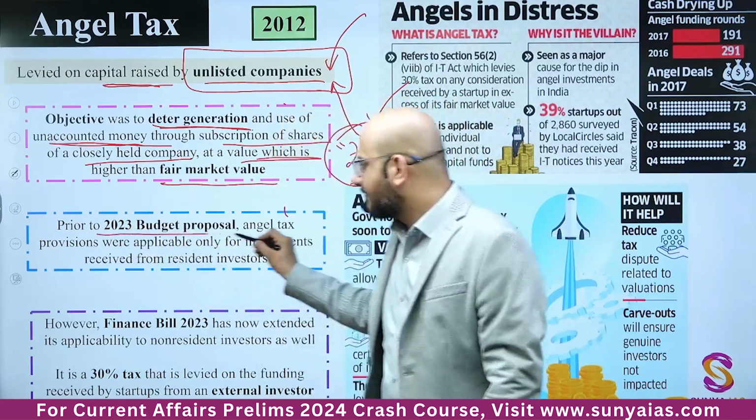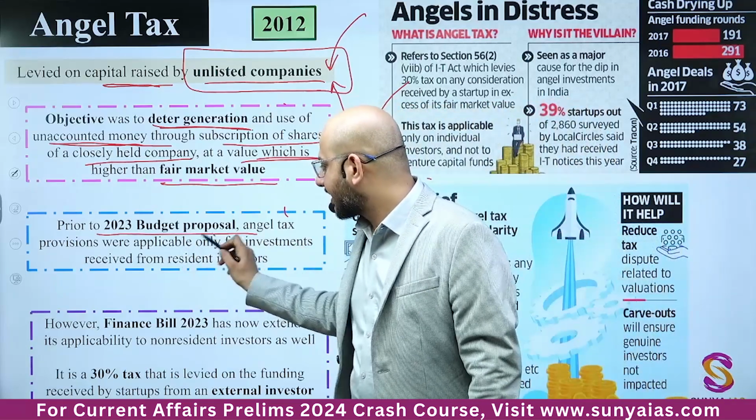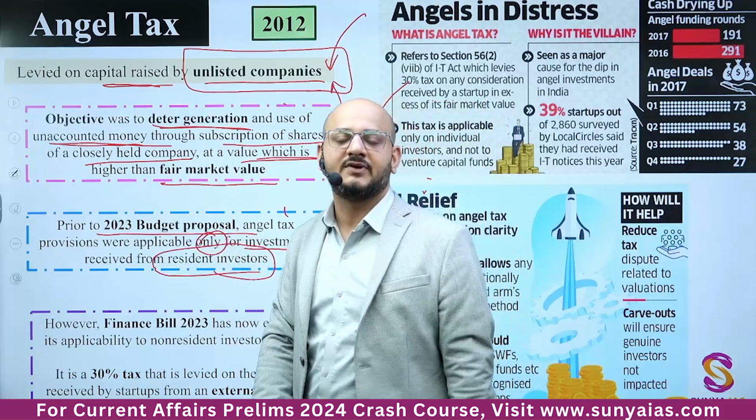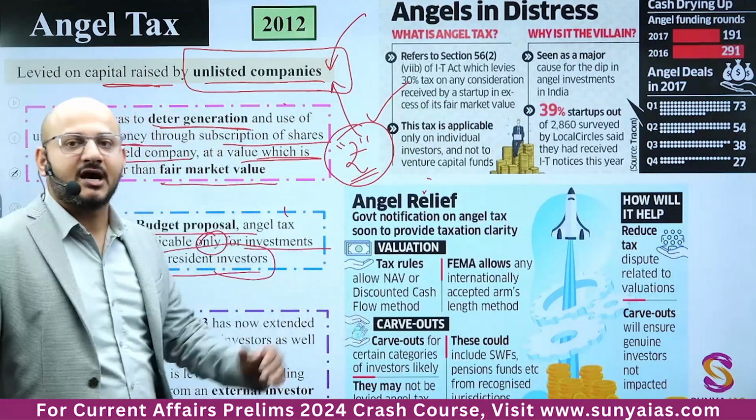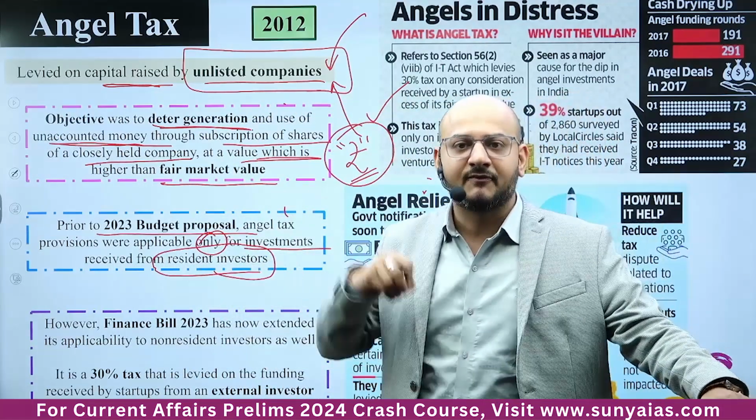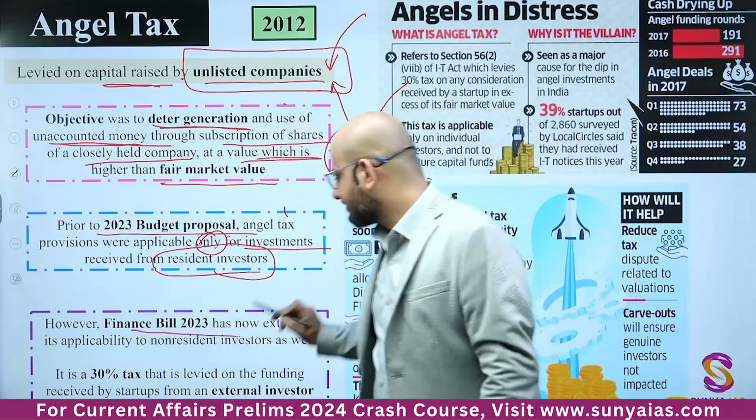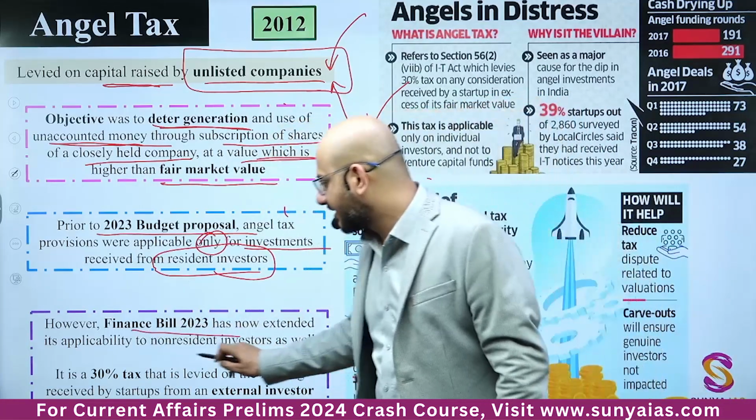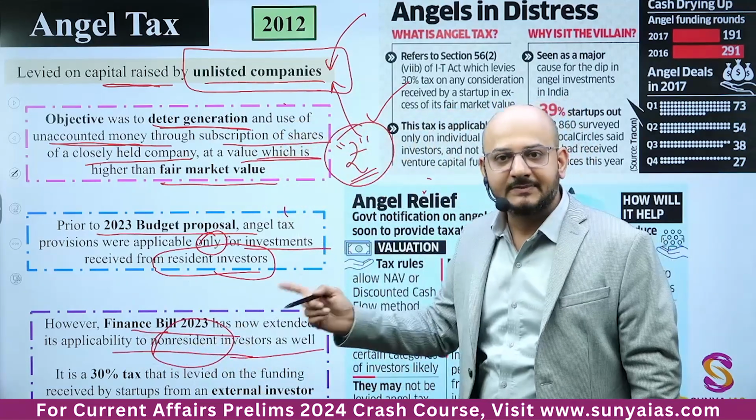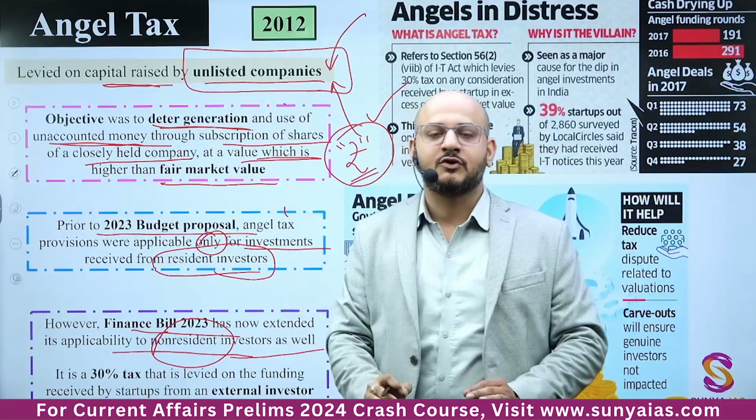Prior to the 2023 budget proposal, इसके पहले तक एंजल टैक्स प्रोविजंस were applicable only for the investments received from the resident investors, जो इंडिया में रहते हुए इन्वेस्टर्स हैं उन्हीं के ऊपर एप्लीकेबल था। अगर फॉरेन से पैसा आ रहा है तो we were like no worries, अच्छी बात है, dollars are flowing to India, that is a good point. But Finance Bill 2023 has now extended its applicability to non-resident investors as well. बाहर से भी अगर पैसा आएगा तो अब आप पे टैक्सेशन लगेगा.